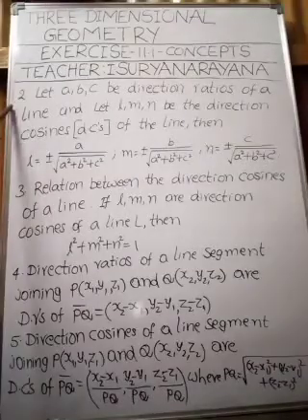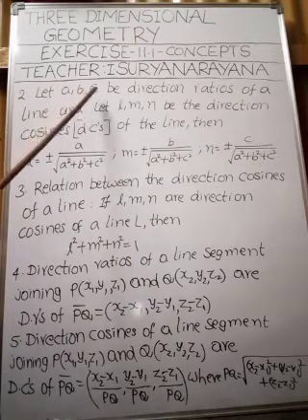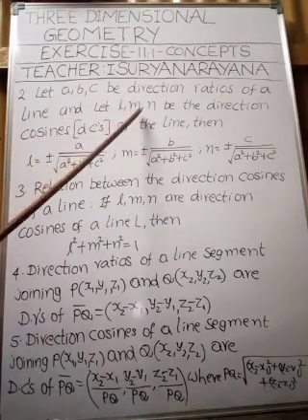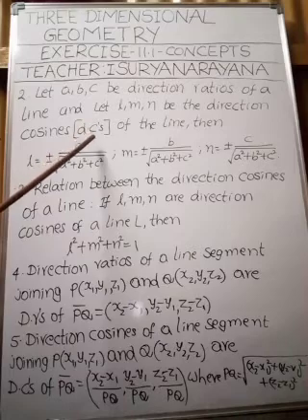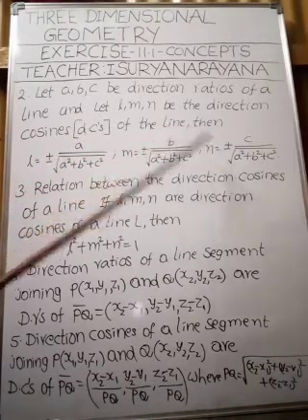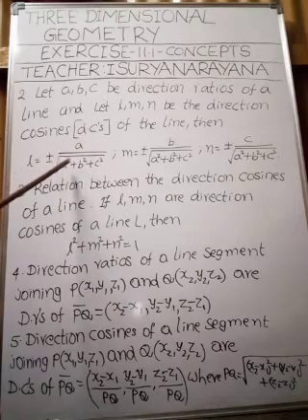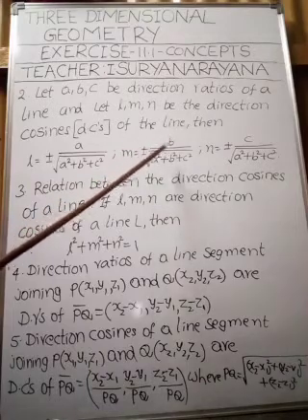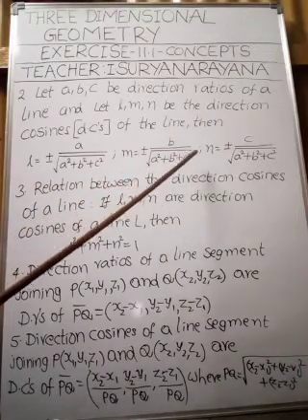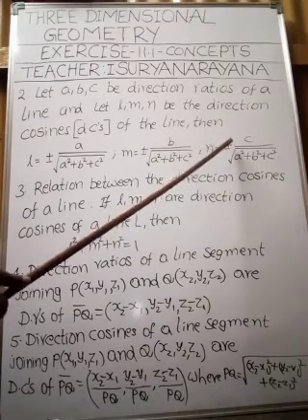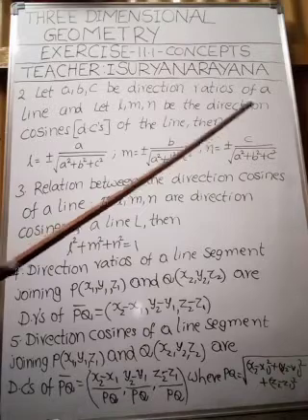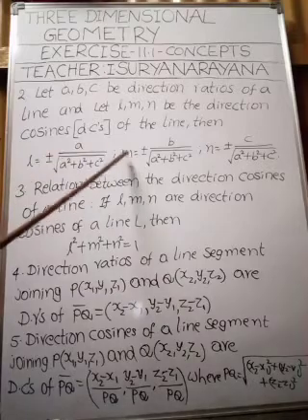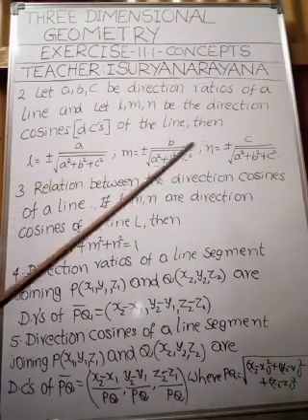So come to the second point. Let A, B, C be direction ratios of a line, and let L, M, N be the direction cosines, that means DCs of the line. Then L is equal to plus or minus A by square root of A square plus B square plus C square, M is equal to plus or minus B by square root of A square plus B square plus C square, N is equal to plus or minus C by root of A square plus B square plus C square. This is the relation between direction cosines and direction ratios of a line.